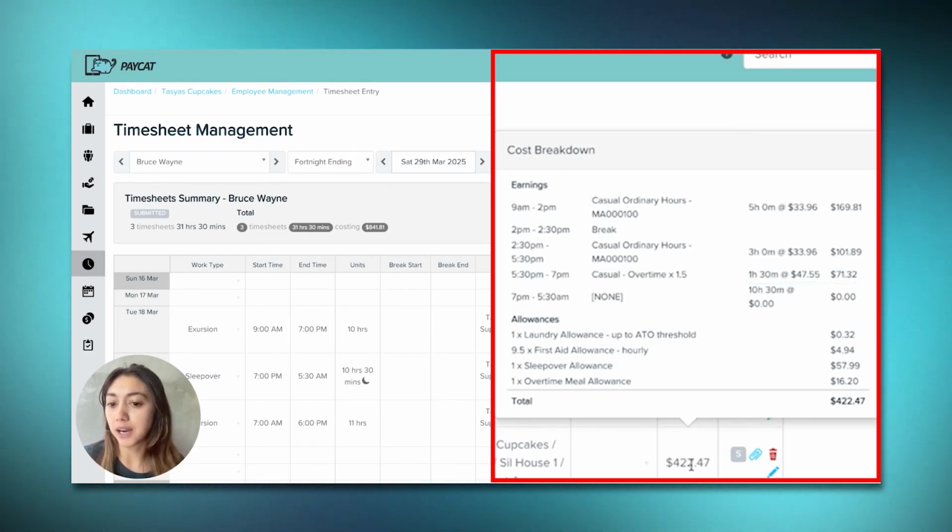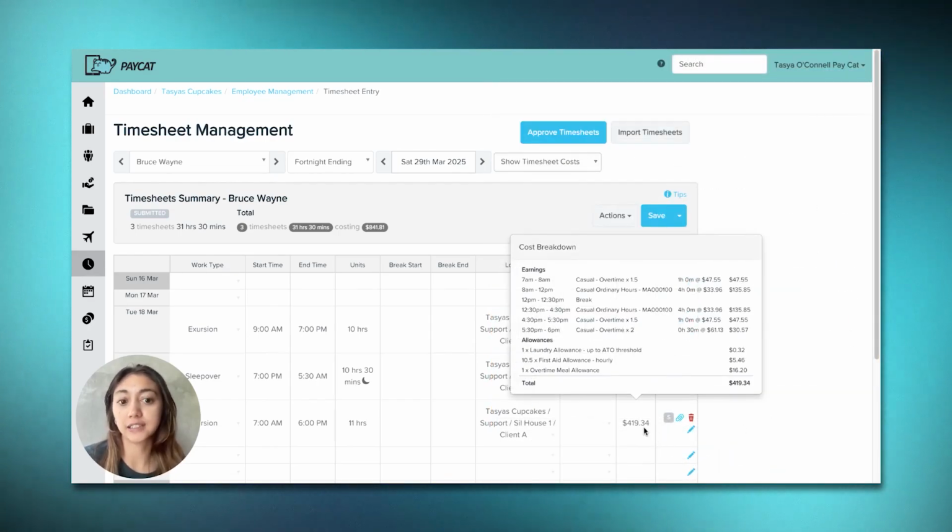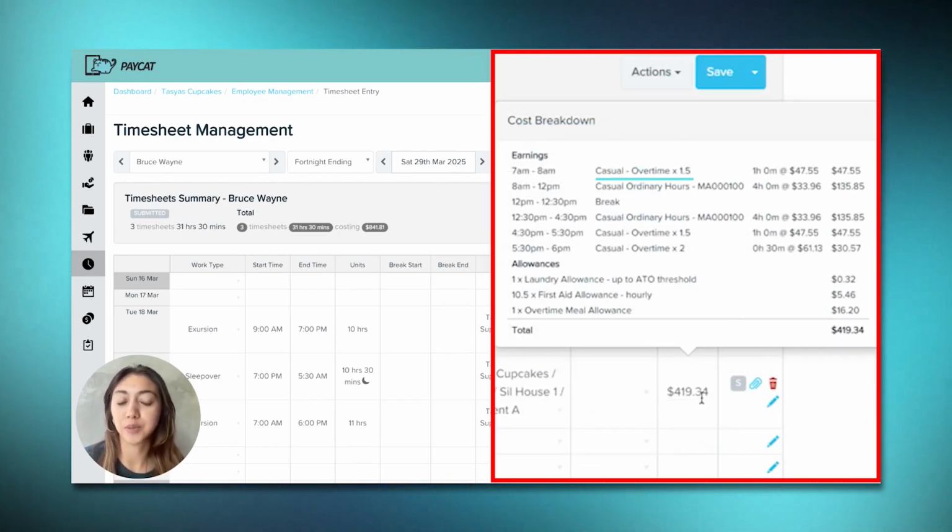Any of the time that is inactive or spent sleeping is just being paid, instead of an hourly rate, at that 1 unit of sleepover allowance. And then if we have a look at the next day, we can see the 7 a.m. to 8 a.m. is being paid overtime because it's outside of the span of hours from 8 a.m. to 6 p.m. of the excursion. And then anything after the 8-hour mark is also being paid at overtime.